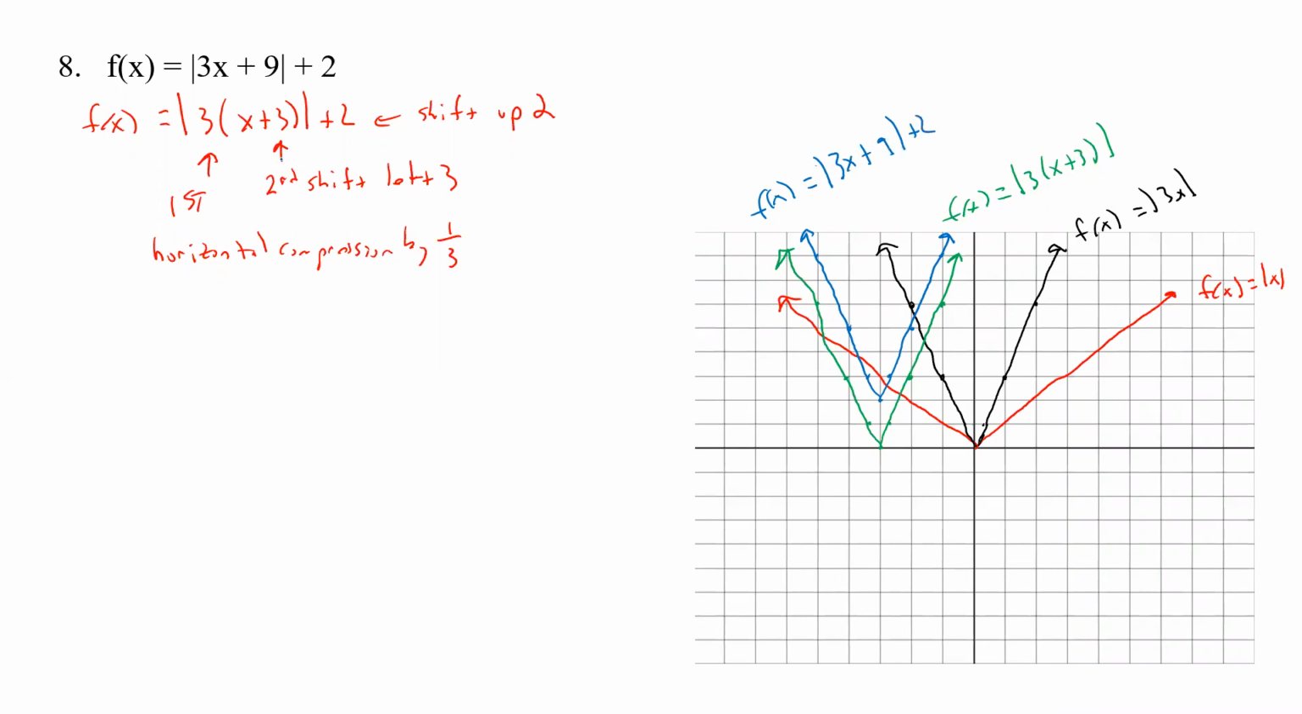putting it back into our original notation as that, or if we wanted to keep it with this one where we factored it out so we understood, we did the compression by 1/3, then the shift left by 3, and then up by 2, we can do that as well. But that's how we do it. And again, you start with the original base graph, and then you do all the things in order as you go here, basically from left to right. So that's all I have for section 1.6.